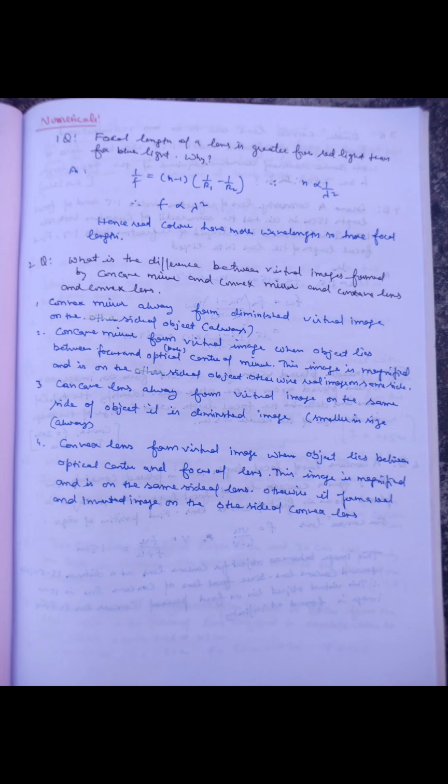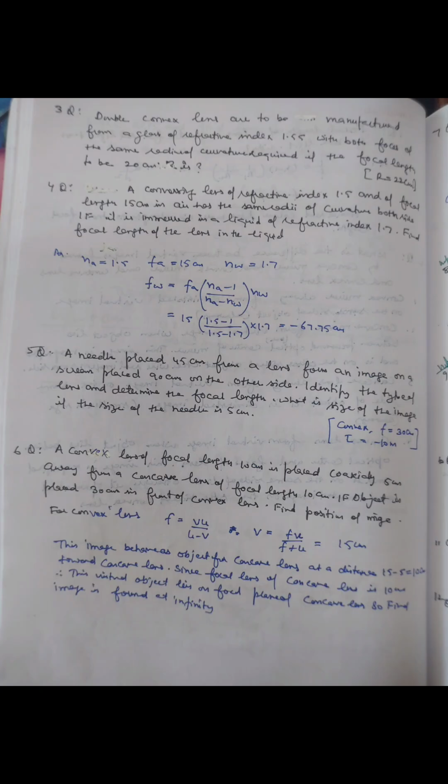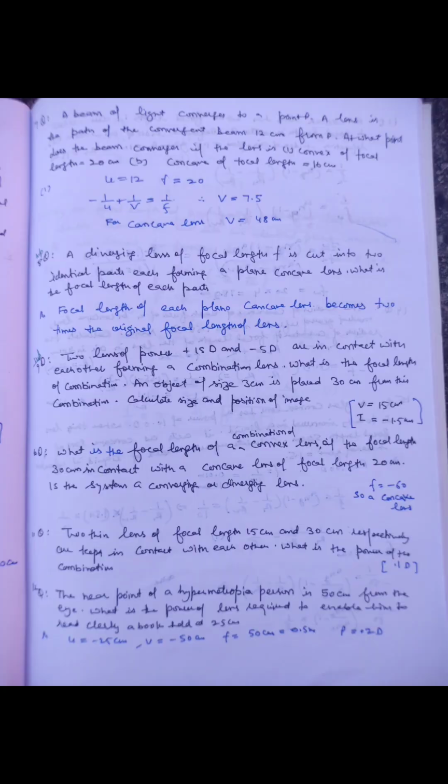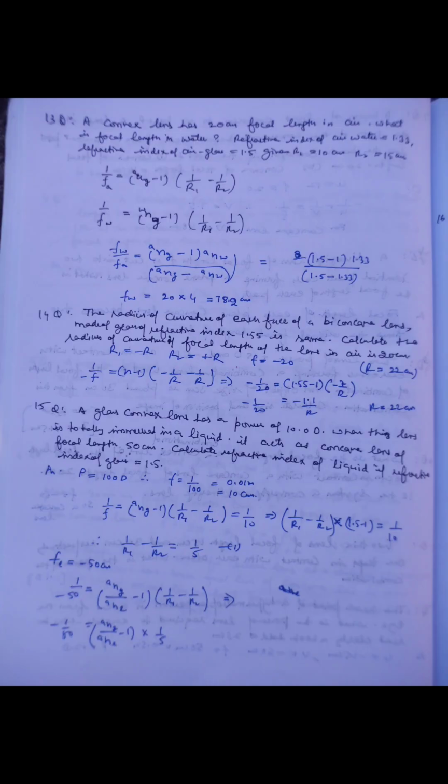A convex mirror always forms a diminished virtual image of the object on the other side of the mirror. A concave lens also forms a diminished virtual image but on the same side of the object. A concave mirror and a convex lens form a virtual image of the object when the object lies between their pole and focus. Then there are some numericals based on the combination of lenses and mirrors.